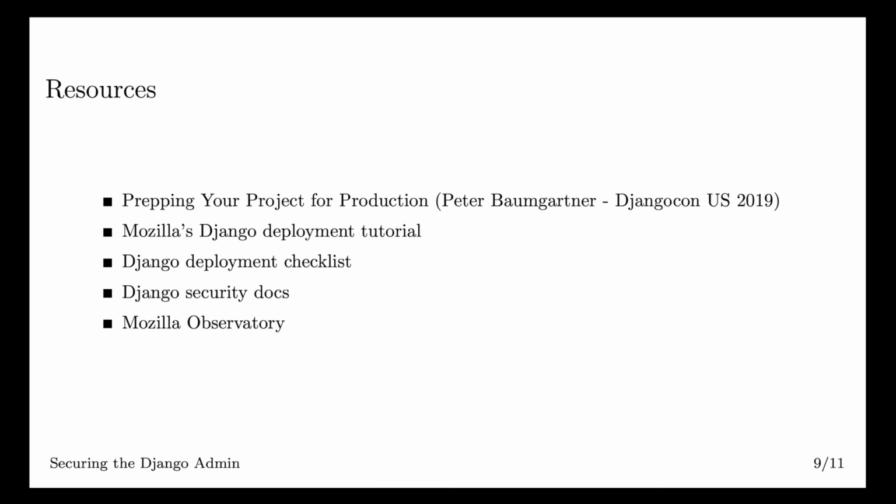Mozilla has a deployment tutorial. It heavily skews towards Heroku, but it has some in-depth explanations about the why behind some of these things. Again, check out the Django deployment checklist and the Django security docs. And Mozilla Observatory is a black box scanner. It checks your website for some of the misconfiguration issues that manage.py check --deploy checks for, except it does it in a black box way by just making a few requests to your web server.